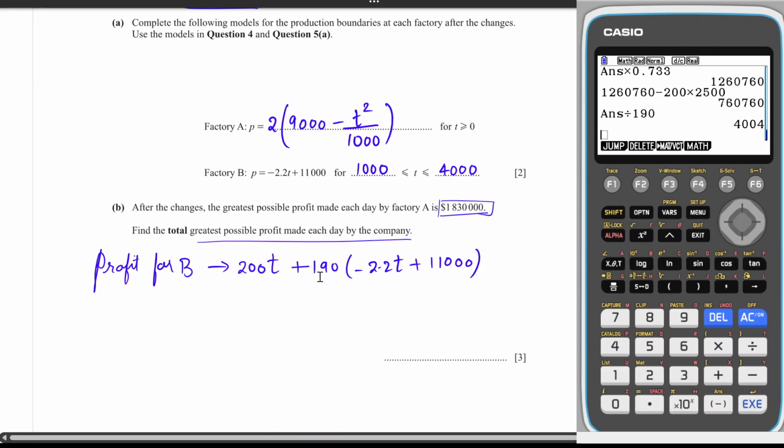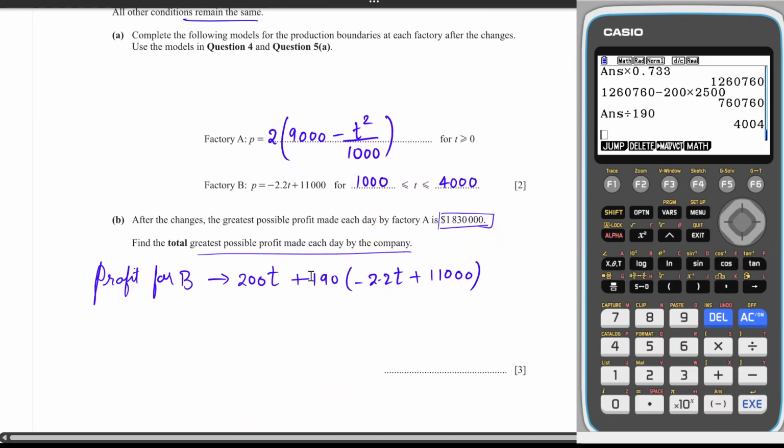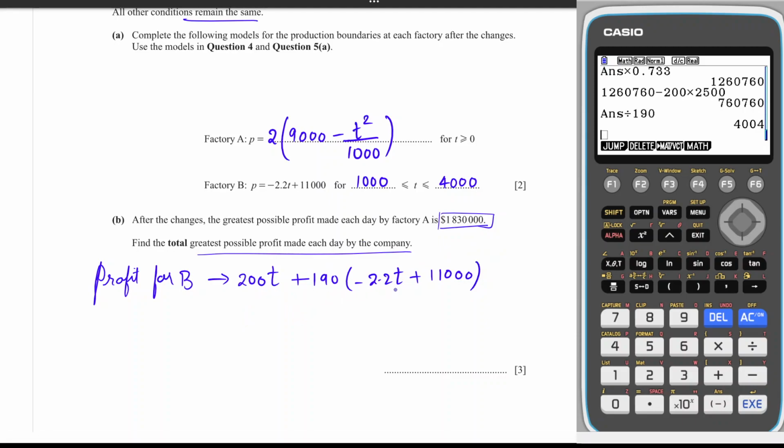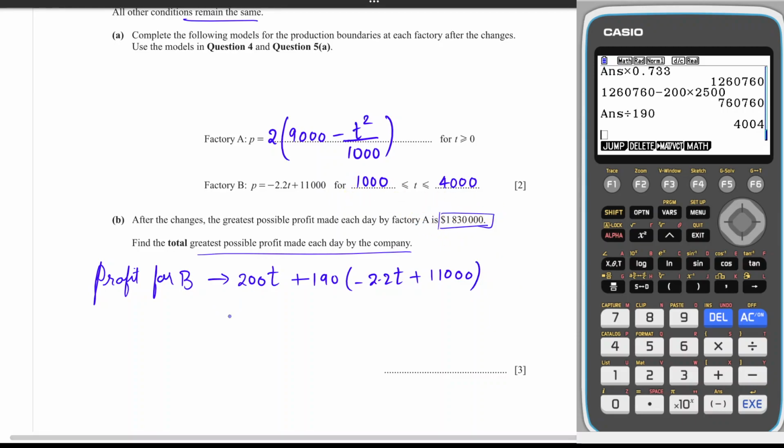So what is T over here? We have to find out. Yeah, the greatest possible profit I need to find out. So again, if I just calculate this, coefficient of T will be negative. So I have to take the smallest possible value of T to give me the greatest value of the profit. So again it has to be 1000, because the smaller the number, the greater the profit will be. This is 200 into 1000 plus 190 into minus 2.2 into 1000 plus 11,000.